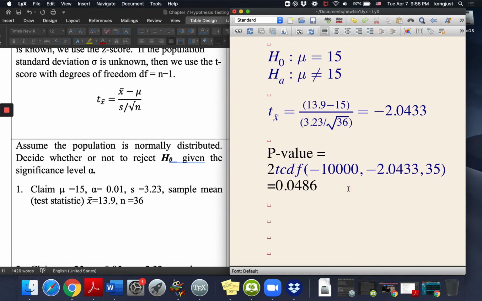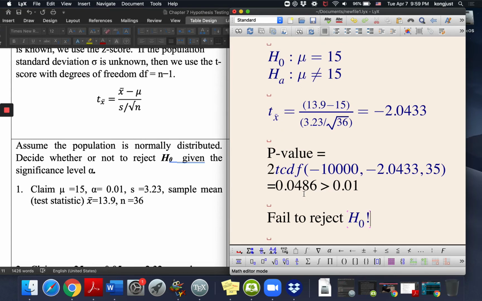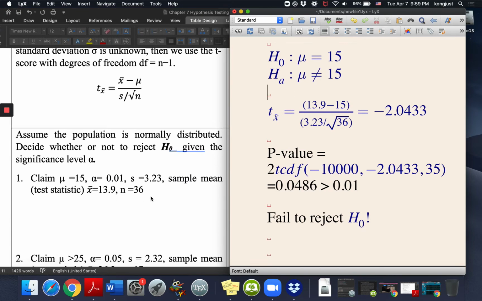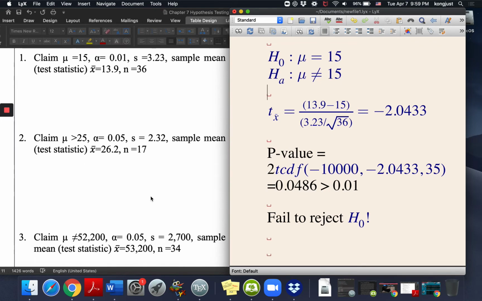And I get 0.0486. Well, now we've got to compare that to our alpha value, 0.01. Well, this is bigger than 0.01. So do you remember what that meant? That meant that we failed to reject H naught. Okay, so this is the answer for problem number 1. Okay, let's move on to problem number 2.